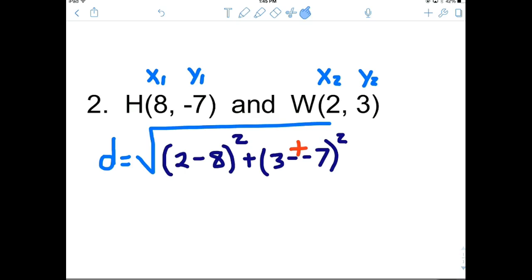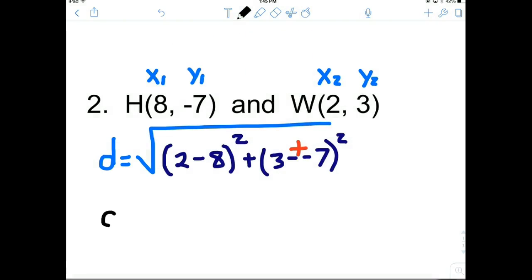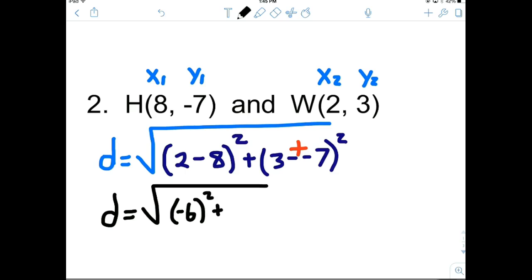So now we can simplify this, keep going down the distance formula here. We can start by dealing with inside the parentheses. 2 minus 8 is negative 6, all squared. And then over here we've got 3. This turns into plus 7, so it's 10 squared.